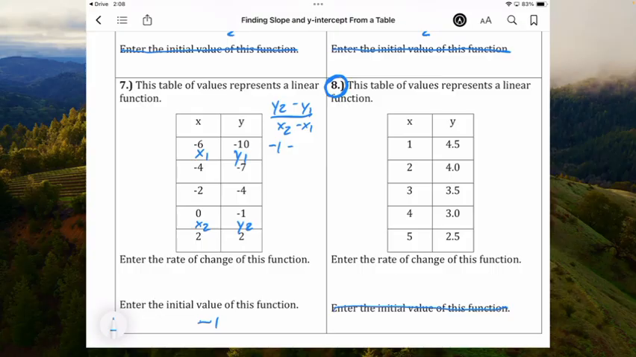y2 is negative 1. I forgot to do my template. Better be careful with the negatives. Minus y1 is negative 10. x2 is 0 minus negative 6. Both of those are going to turn into a plus because of the double negative.